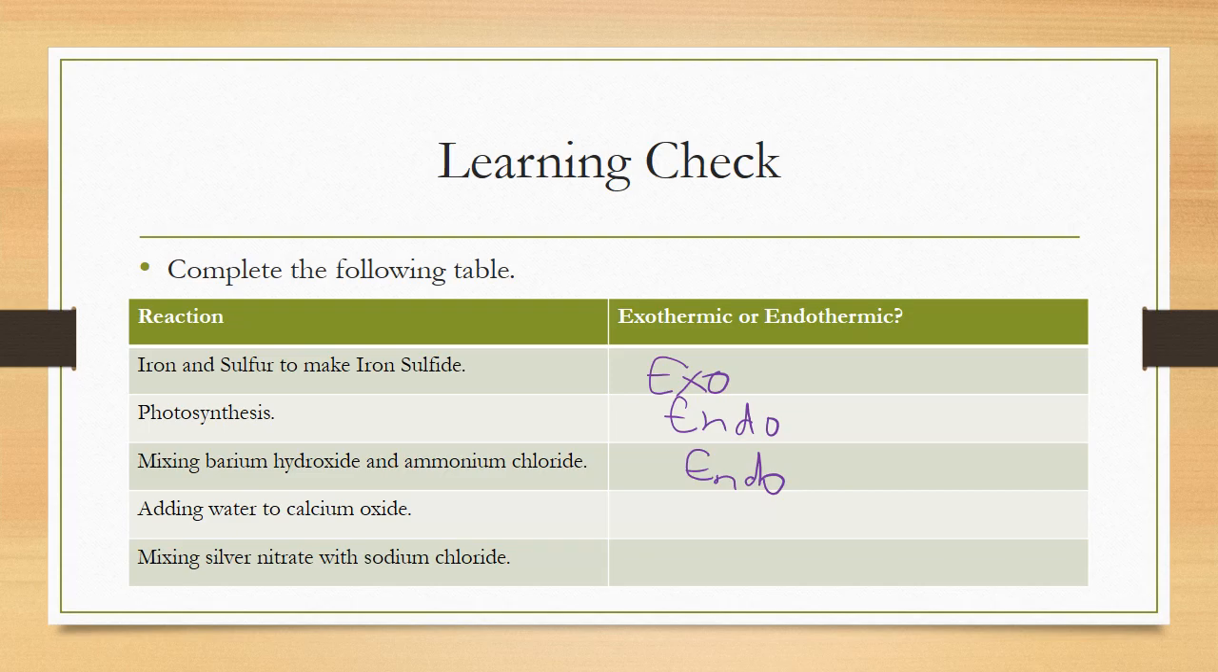Adding water to calcium oxide. It's a very exothermic reaction. Okay, and mixing silver nitrate and sodium chloride, also a precipitation reaction, which is exothermic. The test tube actually heats up. Okay, so hopefully you got 5 out of 5 for that.